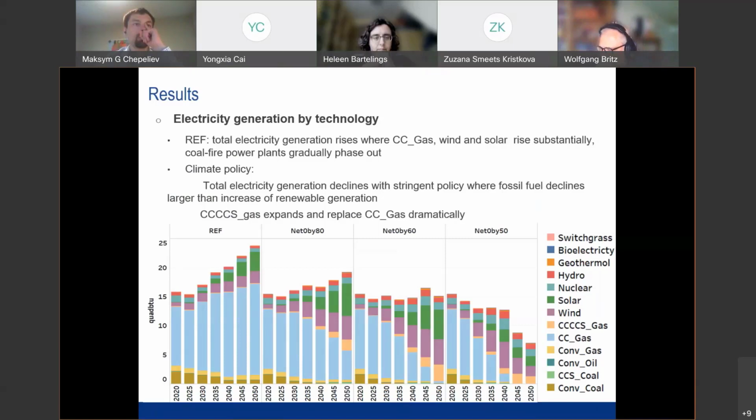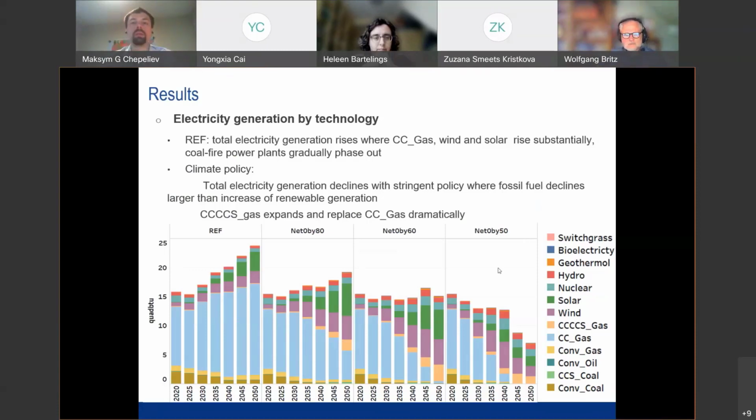Under the climate policy, coal and combined cycle natural gas will decline, but on the other hand, the renewables like wind and solar and also carbon capture and storage increase, but their rate is slightly lower than the reduction of fossil fuel.